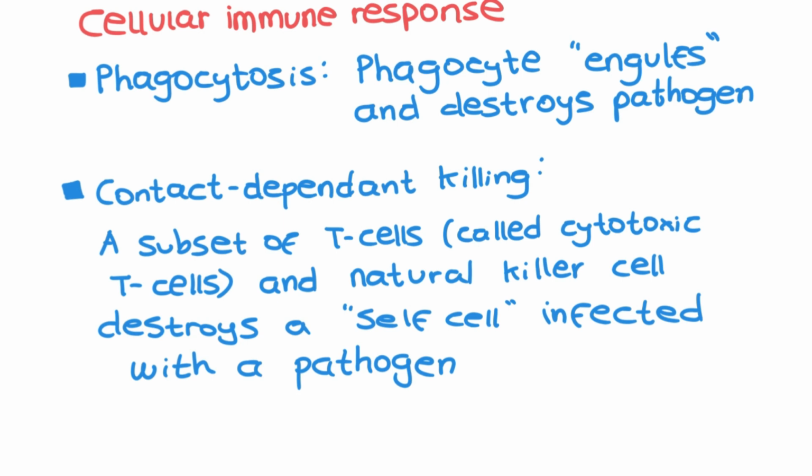So there's a slight difference between the two that I would like to explicitly state. Phagocytosis is useful for destroying a pathogen itself, so it's useful for extracellular pathogens. But once a pathogen enters a cell in our body, then contact-dependent killing is the preferred mode of destroying that pathogen, because phagocytosis involves the destruction of the pathogen itself, whereas contact-dependent killing involves the destruction of a self cell that is infected with the pathogen that the immune system is trying to destroy.